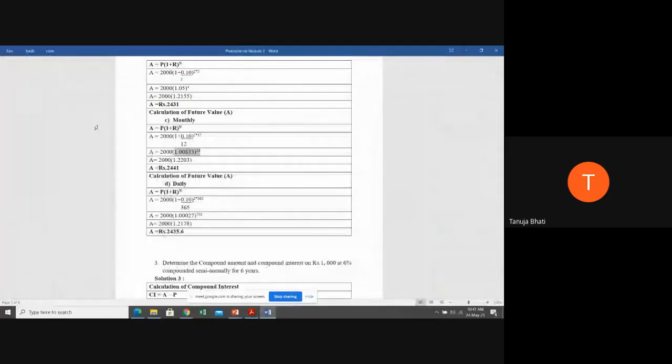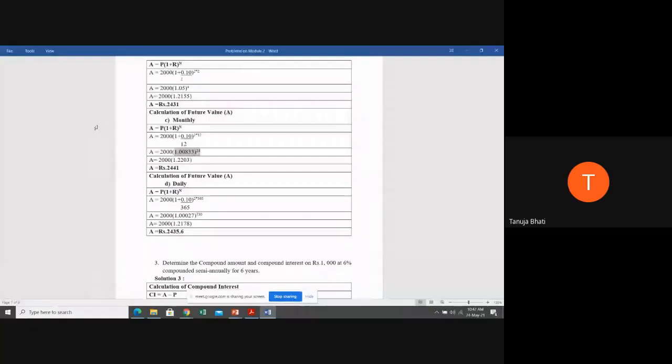So on your scientific calculator, you are supposed to do 1.00833 to the power of 24, which is equal to 1.2203. I am taking only 4 digits after the decimal. You can either take 3 or 4. Your answer will differ, but only with certain decimal, which is okay. So 2000 into 1.2203 gives you rupees 2441. So this is the future value if it is compounded monthly.